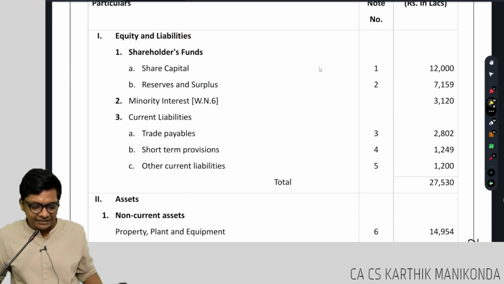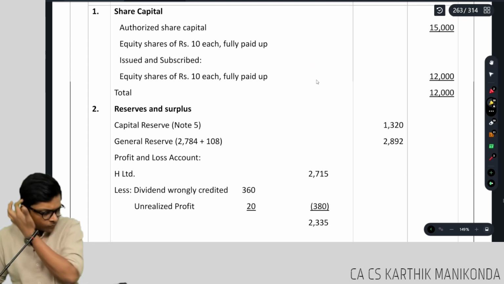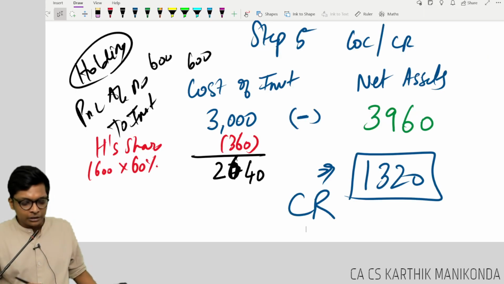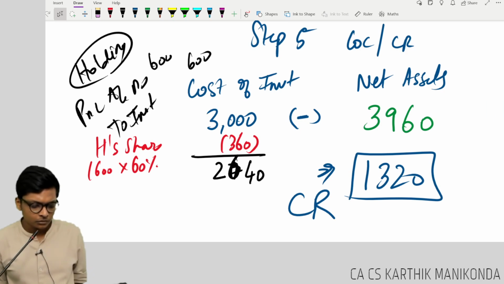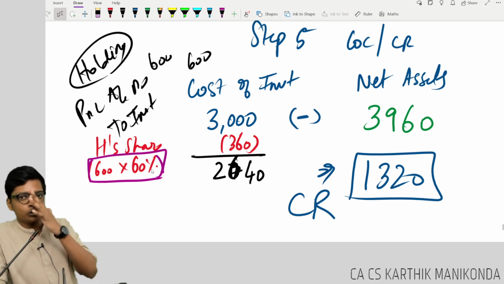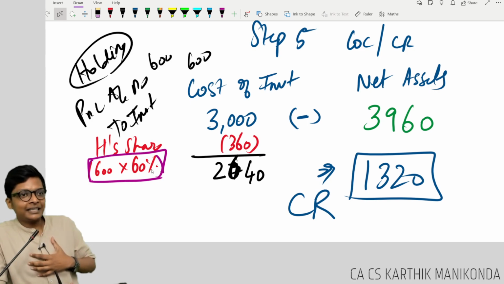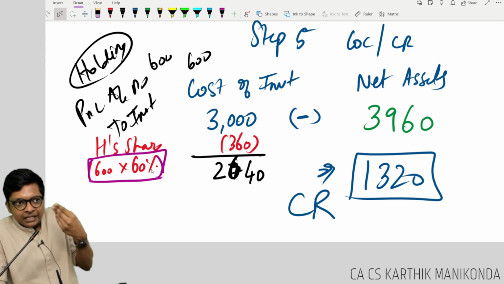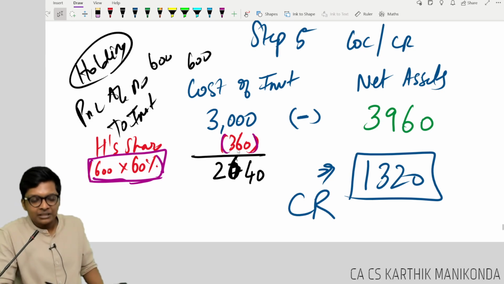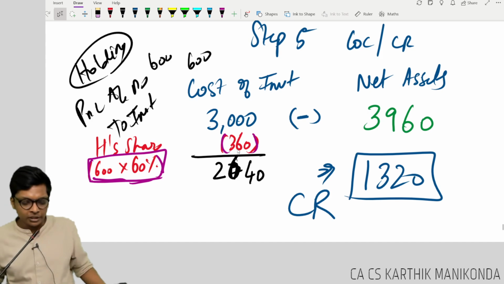Let me cross-check if the answer is correct. 1320 is the capital reserve in the book also. That's what we got. Yes, Vignesh. No, don't confuse it with associate consolidation. Here, the subsidiary declared a dividend of 600. In that, what is my share? What would I have received? 60%. So 600 into 60%, reduce 360. Are you guys following? Okay.